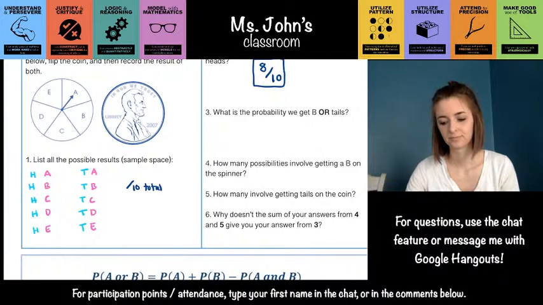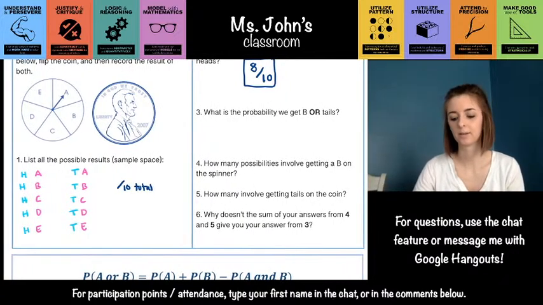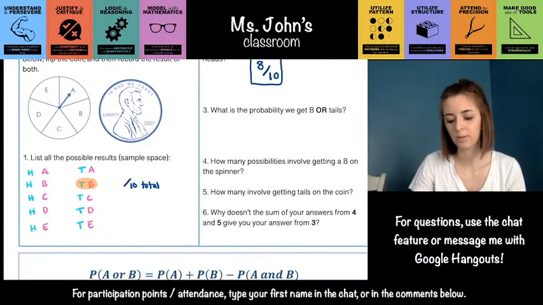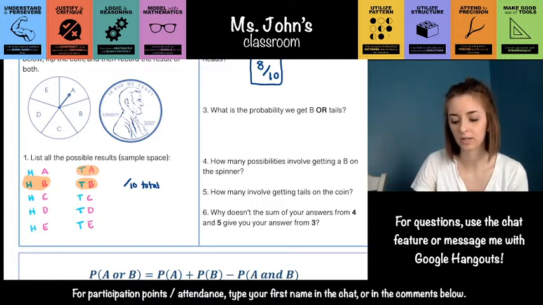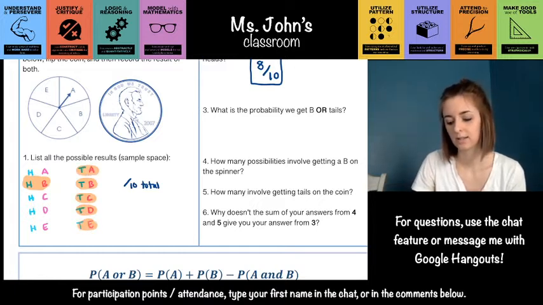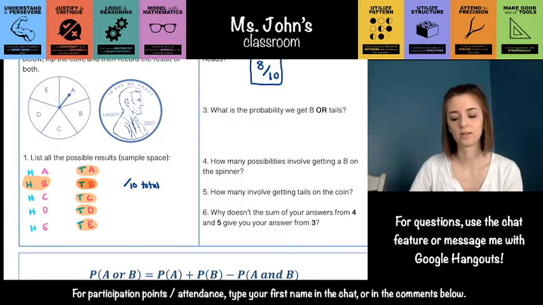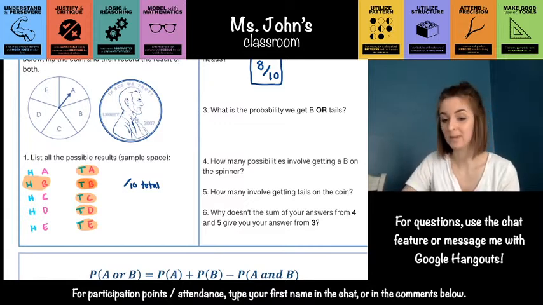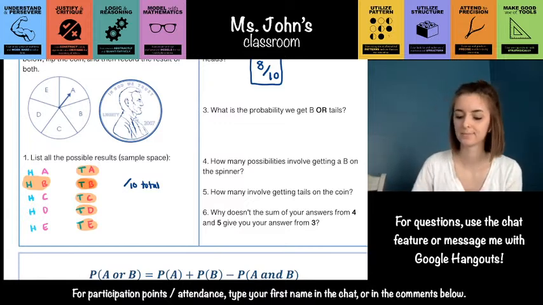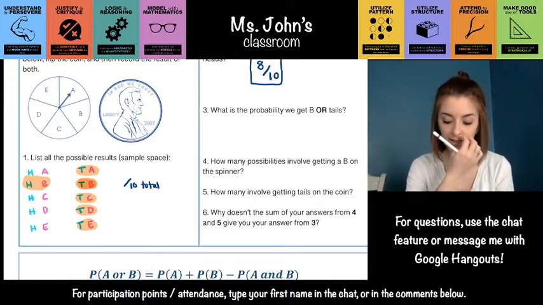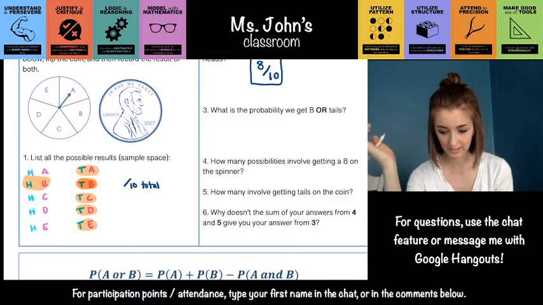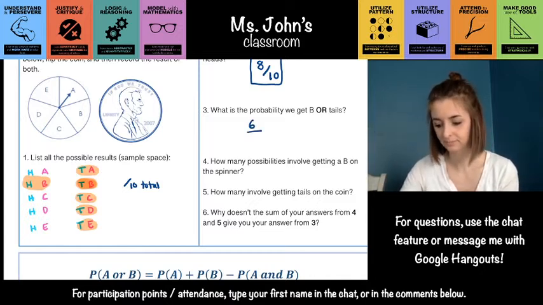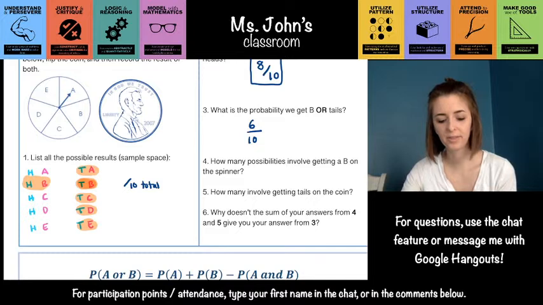So I'm going to do a little bit more highlighting here. Any event with B is good, which are those two. Also, any event with tails is also good, which means all of these. And this one is where we get both B and tails, which is the middle of our Venn diagram. So that gives us a total of 6 out of 10 options.